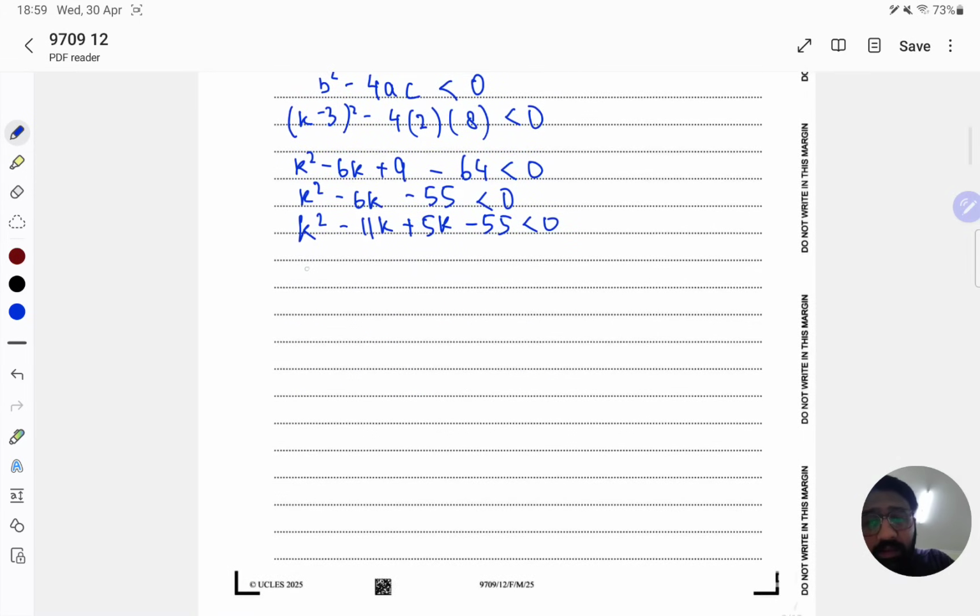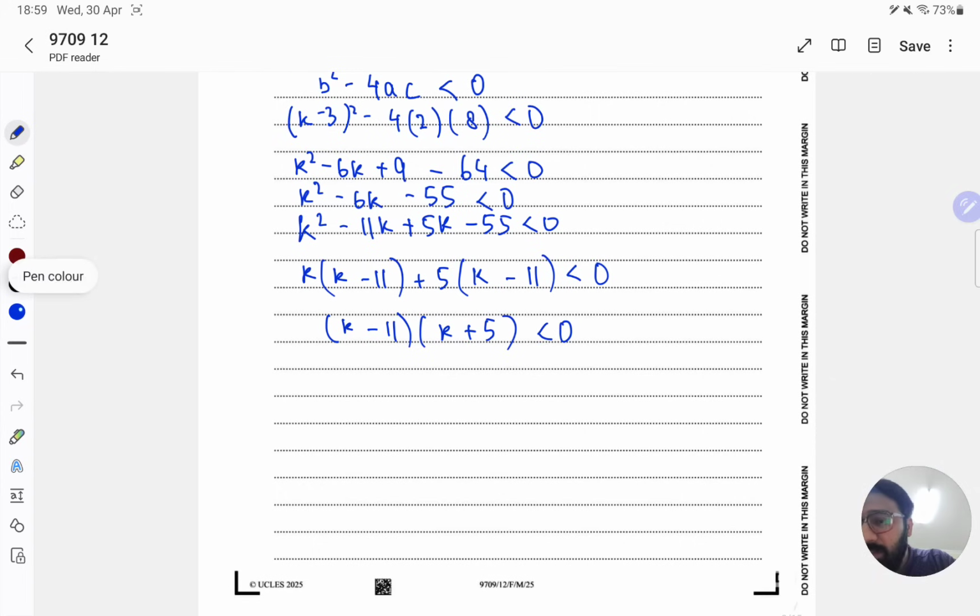So k is common, k minus 11 plus 5 common, k minus 11. The two brackets will be k minus 11 and k plus 5 less than 0.